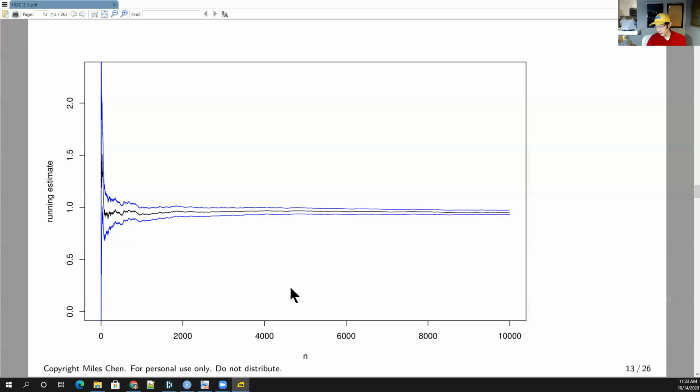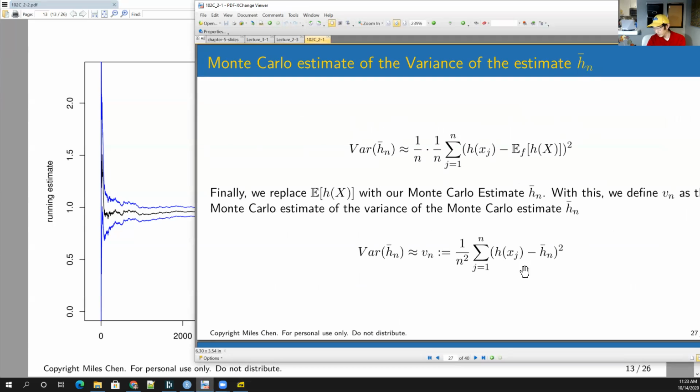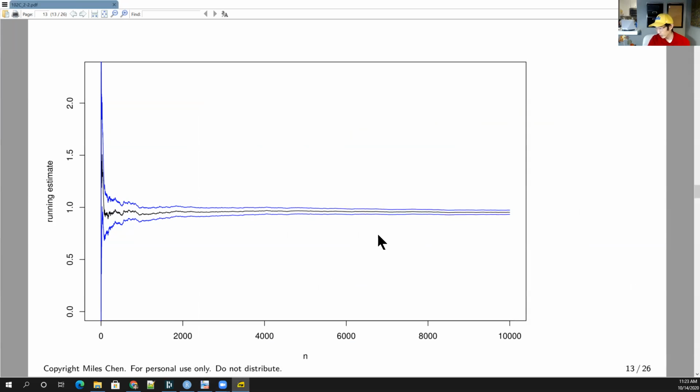All right, but yeah, the math does exist in order to estimate the variance of your Monte Carlo estimate here, and that's what we've done. Okay, is that all right? You feel okay about this?